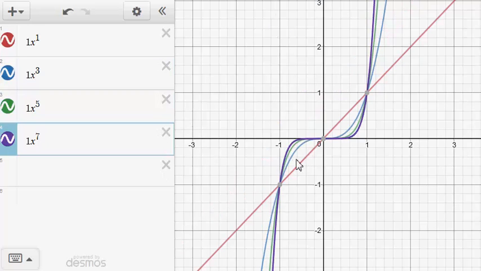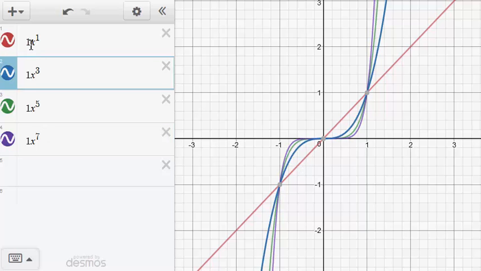Notice the graph does change somewhat as p gets larger and larger. But as long as I have a positive coefficient and my power p is an odd whole number, the end behavior stays the same. The graph goes down to the left and up to the right.